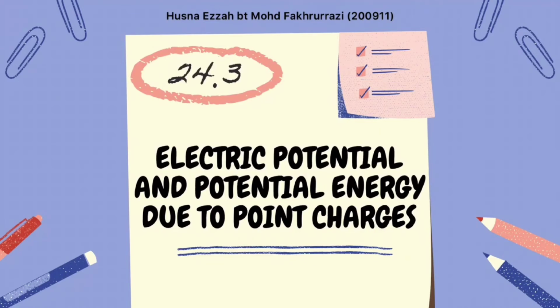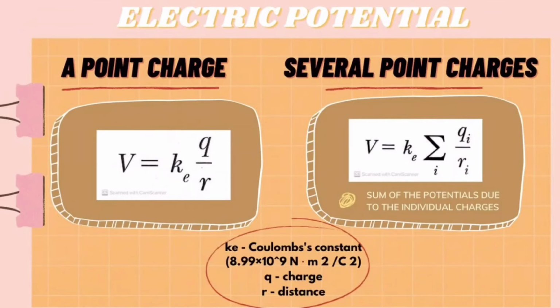24.3 Electric potential and potential energy due to point charges. Firstly, we will see the electric potential due to a point charge, where the given formula is V equals ke times q over r. We can also obtain the electric potential resulting from two or several point charges by applying the superposition principle. That is, the total electric potential at some point is the sum of the potentials due to the individual charges. In this formula, ke is a Coulomb constant, q is the charge.